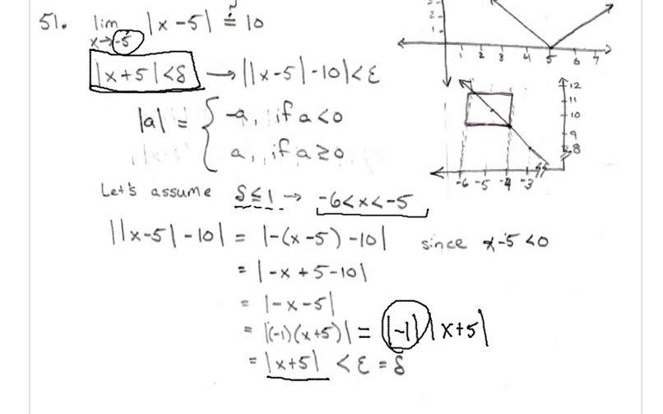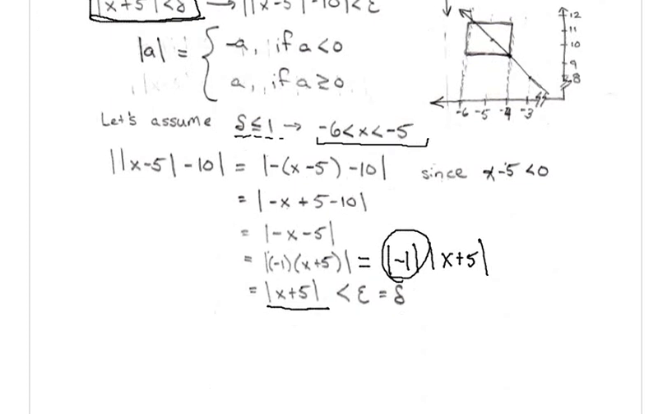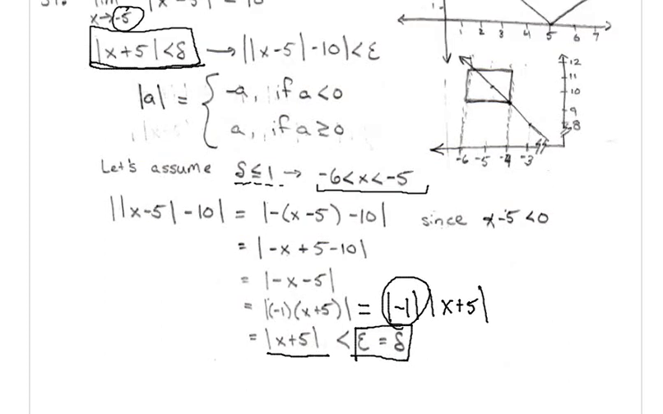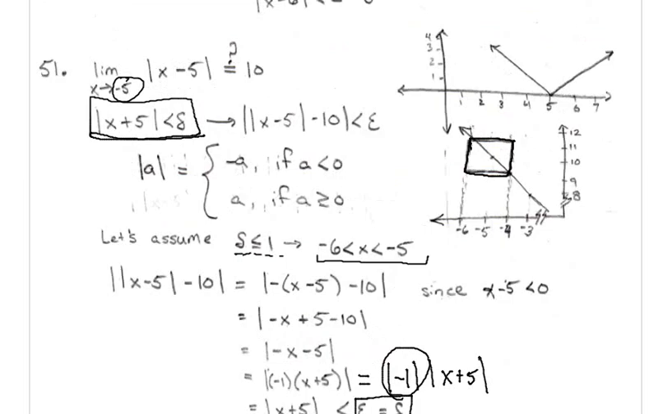And we have control over it. So if we said that epsilon was equal to delta, we would guarantee that our function is completely contained within the box. So again, our height is equal to our width, and we get squares. Okay. So that's number 51.